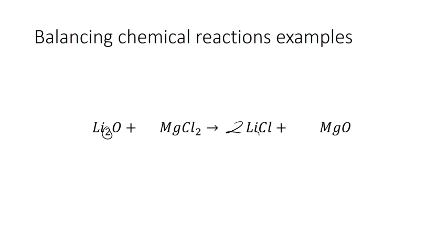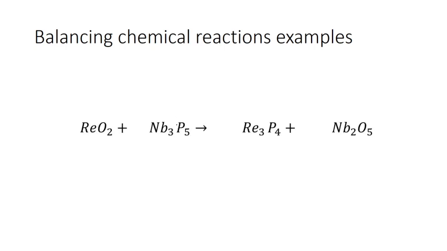That balances out our chlorines as well, right? 2 on this side now. We've got 2 on this side. We've got 1 magnesium here, 1 magnesium here, 1 oxygen here, 1 oxygen here. Great. Everything is balanced.